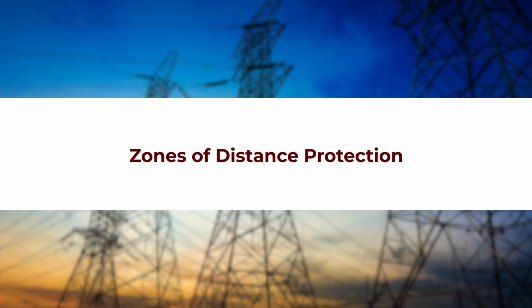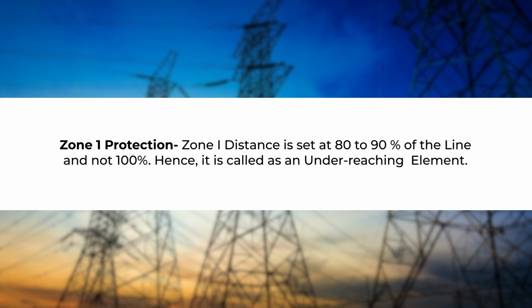Generally, we use a 3-zone distance protection scheme. Under zone 1, it is typically set to cover 80 to 90% of the protected transmission line. This ensures that the relay only detects faults within the majority of the line. It protects, avoiding overreach into the adjacent line. Instantaneous operation with no intentional time delay is done under zone 1, and zone 1 provides fast protection for faults occurring close to the relay.